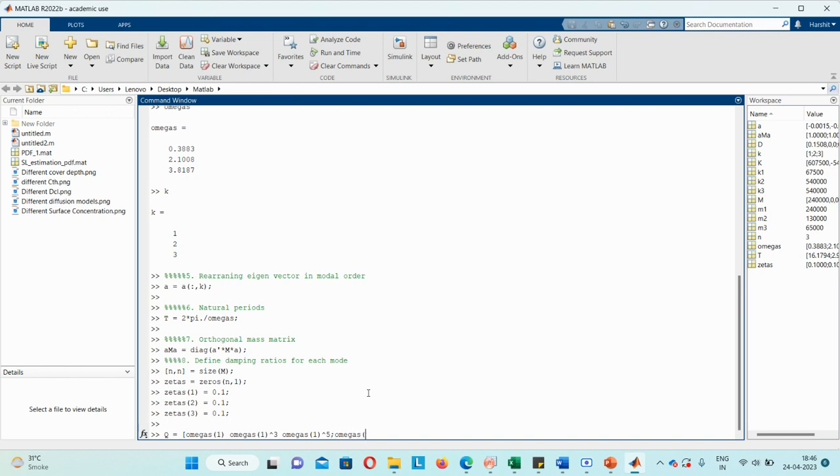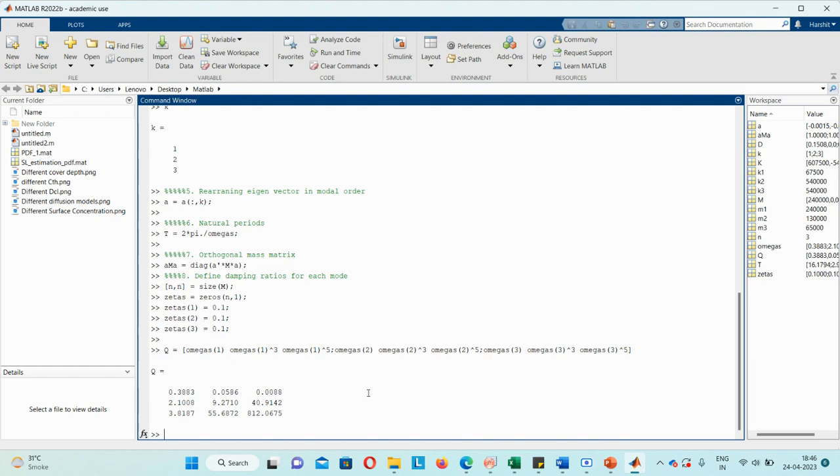Similarly, the second row will be omega_2, omega_2 cube, omega_2 to the power 5, and the third row will be omega_3, omega_3 cube, omega_3 to the power 5. So the first row is for the first mode of vibration, then the second mode of vibration, and then the third mode of vibration. You can see how the Q matrix will appear.